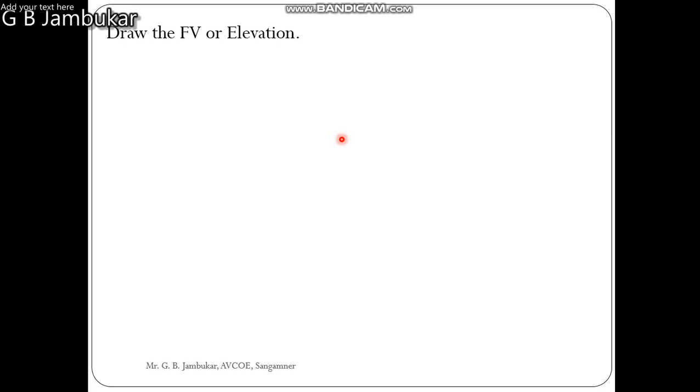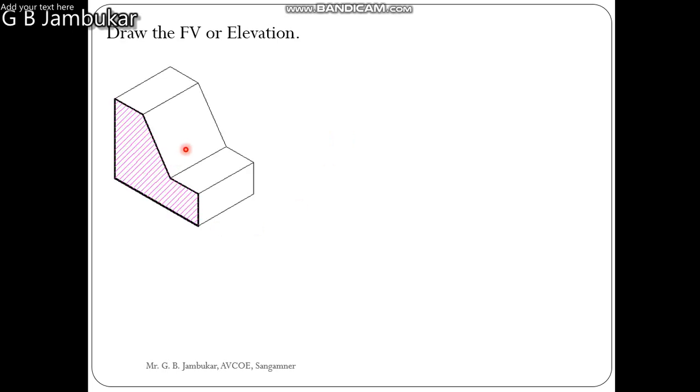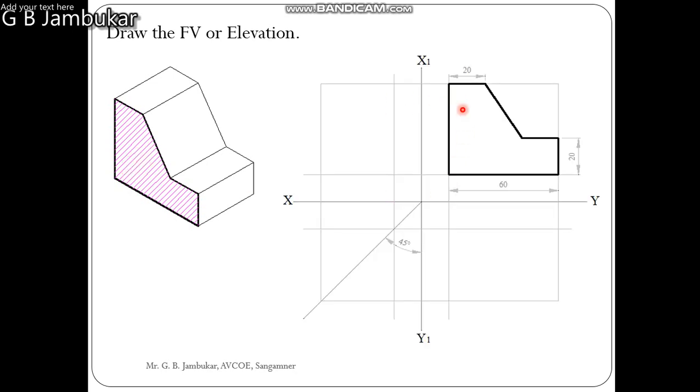Now first we draw the front view or elevation. Now this is the object, this is the length of the object, and this particular plane is visible in the front view. So in the front view place, draw the front view with the given dimensions of the object. This is a simple object, that's why it is very easy to draw the front view, and this front view surface is visible by the shaded line which is over here.